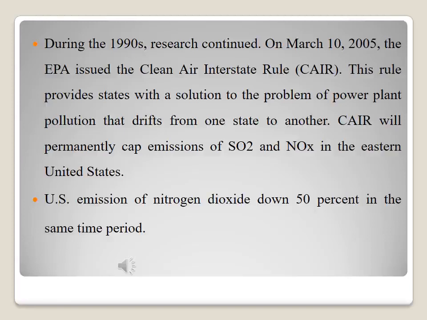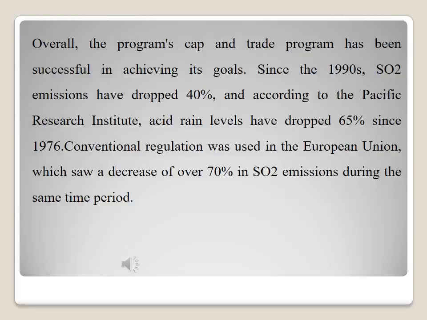This rule provides states with a solution to the problem of power plant pollution that drifts from one state to another. The Clean Air Interstate Rule will permanently cap emission of sulfur dioxide and oxides of nitrogen in the eastern United States. United States emission of nitrogen dioxide is down 50% in the same time period. Overall, the cap and trade program has been successful in achieving its goals.